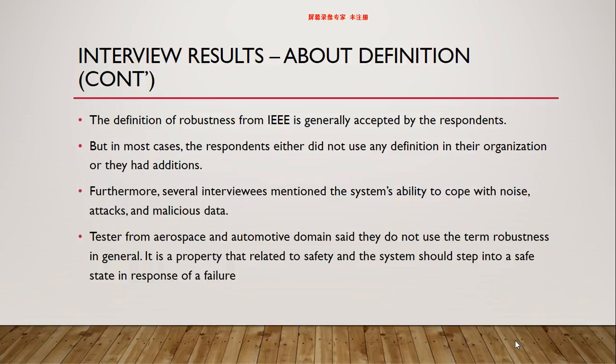About the definition: the definition of robustness from IEEE is generally accepted by the respondents, but in most cases the interviewees either did not use any definition in their organization, or used the IEEE definition, and some might have other kinds of definitions. Furthermore, several interviewees mentioned that the system's ability to cope with noise, attacks, and malformed data should be part of the definition of robustness. A tester from the aerospace and automotive domain said they do not use the term robustness in general, because they think robustness is a property related to safety, and the system should step into a safe state in response to failure.